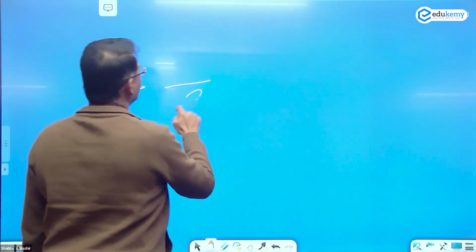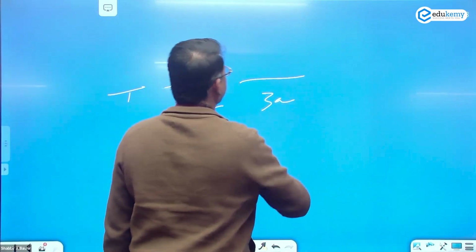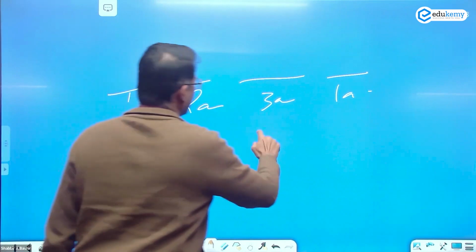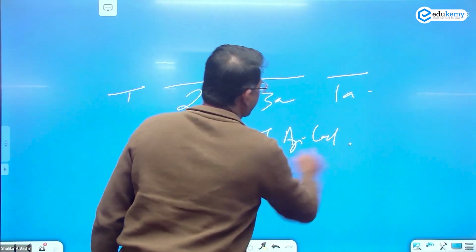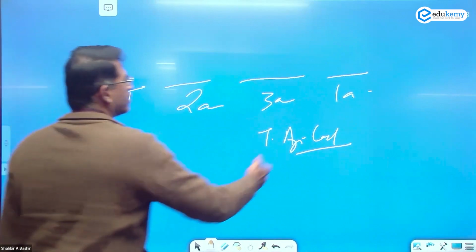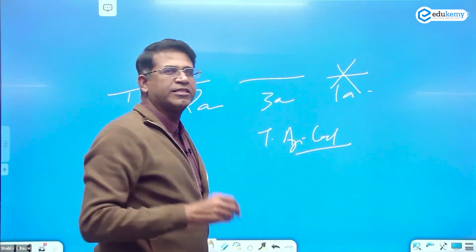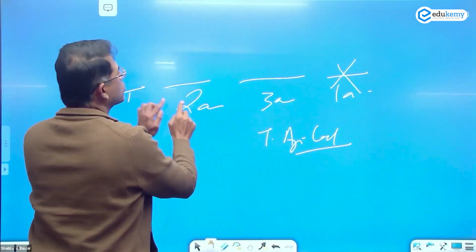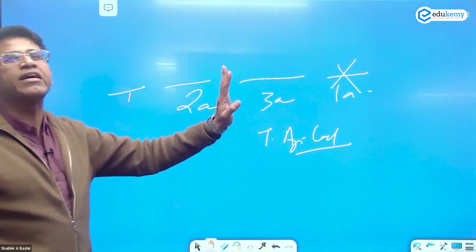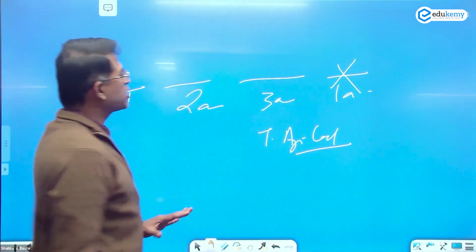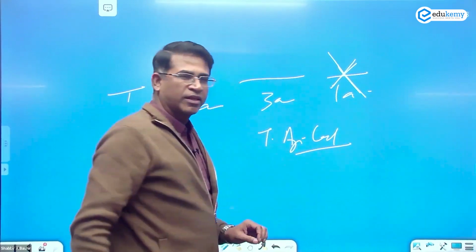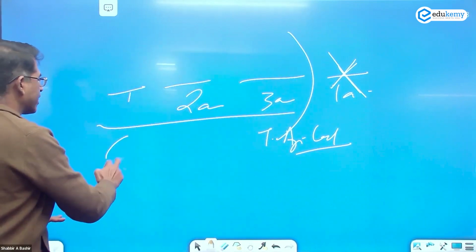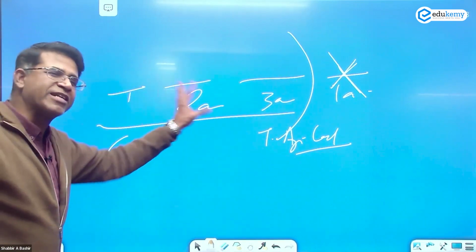1 acre, 2 acre, 3 acre, 3 acre land, 1 acre land. This is my total agricultural land. This 1 acre I don't cultivate. This is my fallow land. This is my cultivable land. 1 plus 2 plus 3 plus 1. 7 acres are cultivable land. पर शायद ये मैं cultivate नहीं करता हूं. This is my fallow land. The actual cultivation is 6 acres. This is my net sown area.